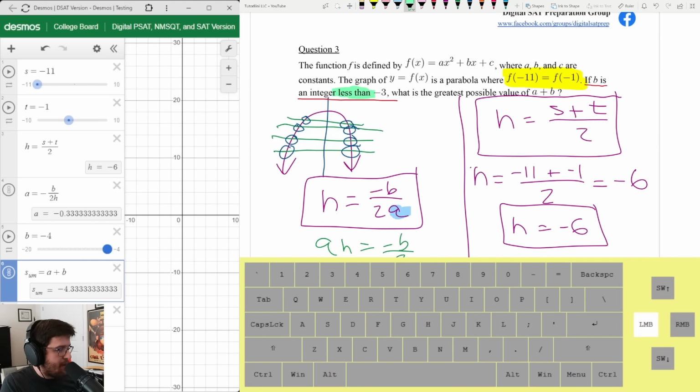If I make it smaller than -4, the sum gets smaller. It just keeps going down. So the slider can be really helpful for you to realize that here. If I make it -4, we get a sum of -4.333, which is -13/3, which is what we got. So we're happy with our answer. Great. Let's keep going.